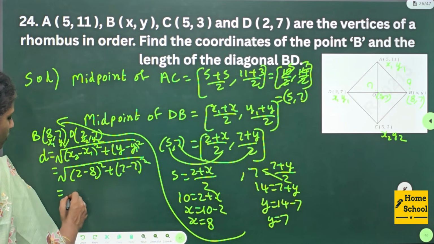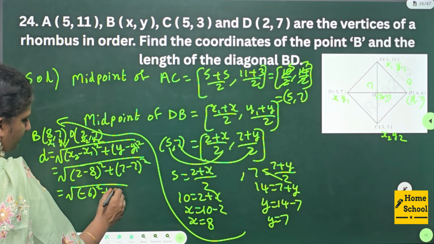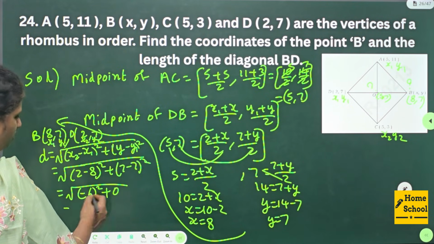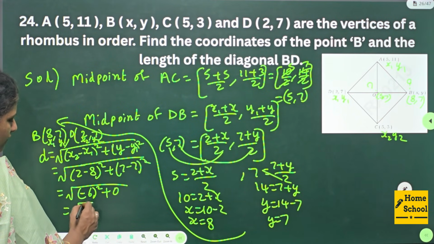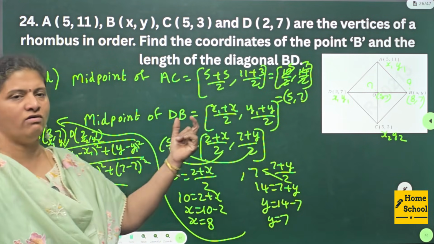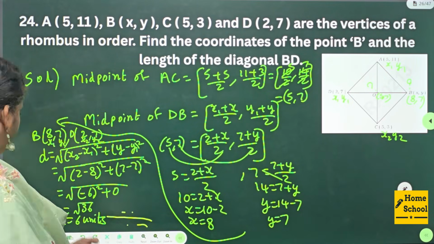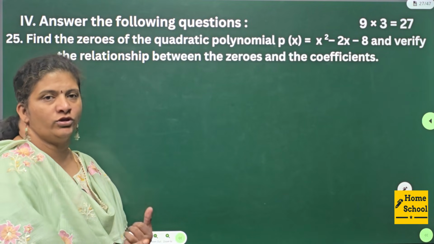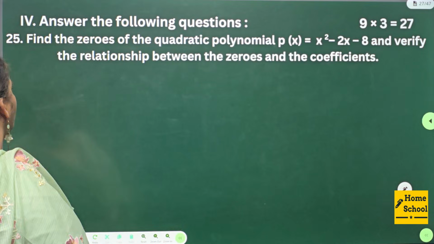square. 2 minus 8 is minus 6, whole square, plus 7 minus 7 is 0. Whole square is 0. Here minus 6 whole square is the square root of 36. That is 6 units is your answer. The distance of BD or DB is how much? 6 units. With this we complete the third main, fourth main 3 mark questions. 9 3 mark questions will be there.